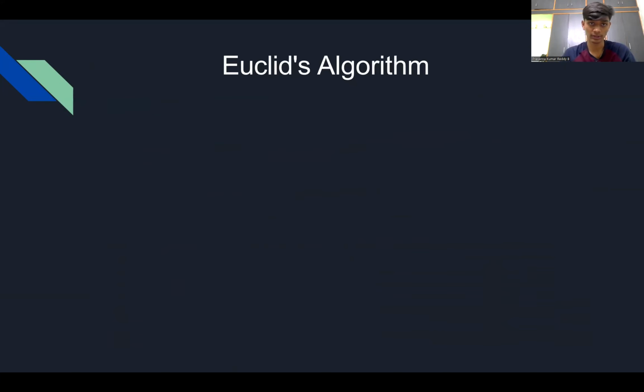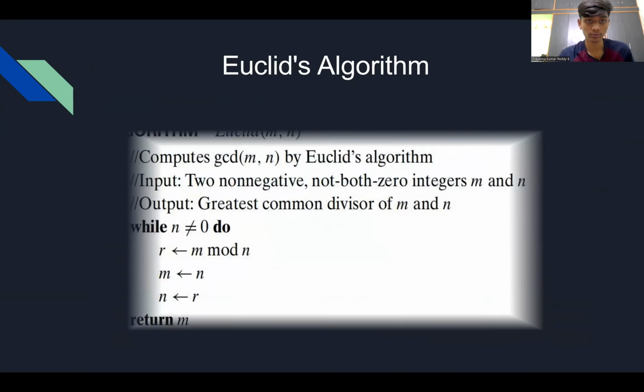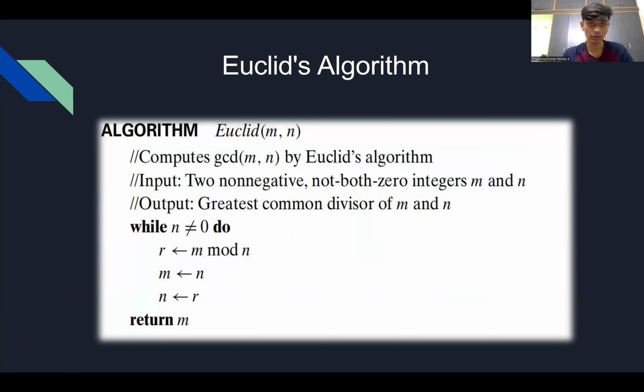Now we will see the example. But before the example, we'll see the algorithm. That is, compute GCD(m, n) by Euclid's algorithm. Input is two non-negative integers, not both zero, m and n. Output is the greatest common divisor. We are going to give two integers, and the output is the GCD of the two numbers m and n.